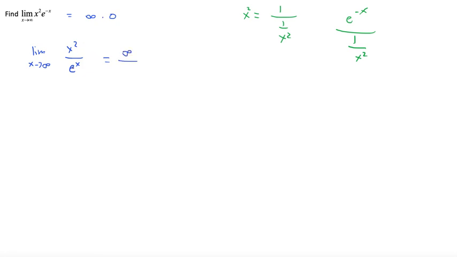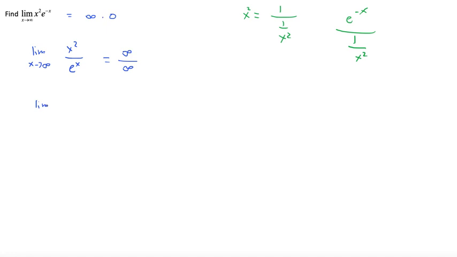And e to the positive infinity now, that's just an exponential function that keeps shooting up, right? We get infinity over infinity. That is another indeterminate form. So that tells us, hey, I have this fraction now, and now I can use L'Hopital's rule.